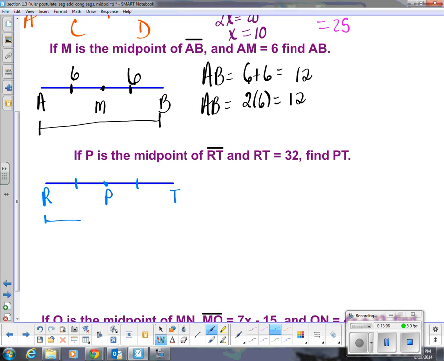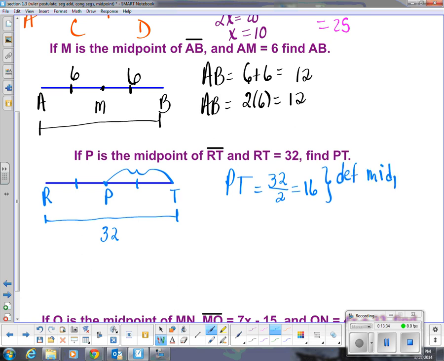RT is 32. That means from here to here, it is 32. They want PT. Well, PT is just this part. Well, what do you know about the two parts? They are equal. So if I take 32 and I divide it by 2, remember, if you add, subtract, multiply, or divide, you show me work. So this is going to be 16. How did we know to do that? Because of the definition of a midpoint.